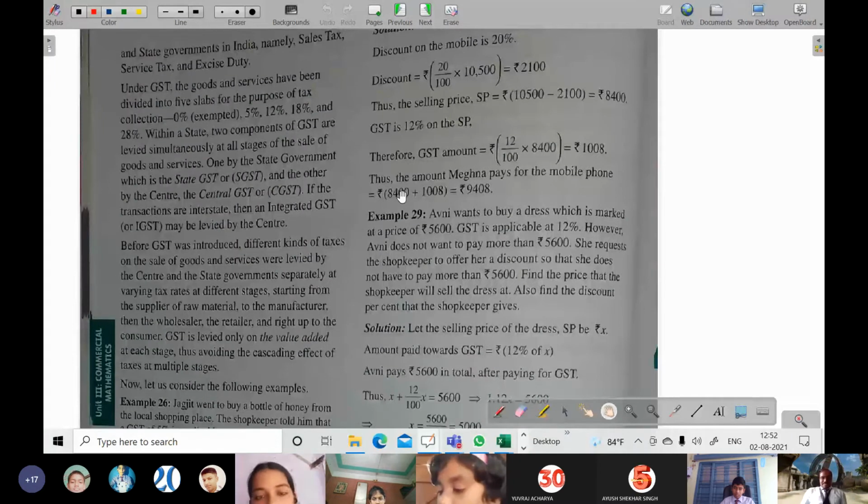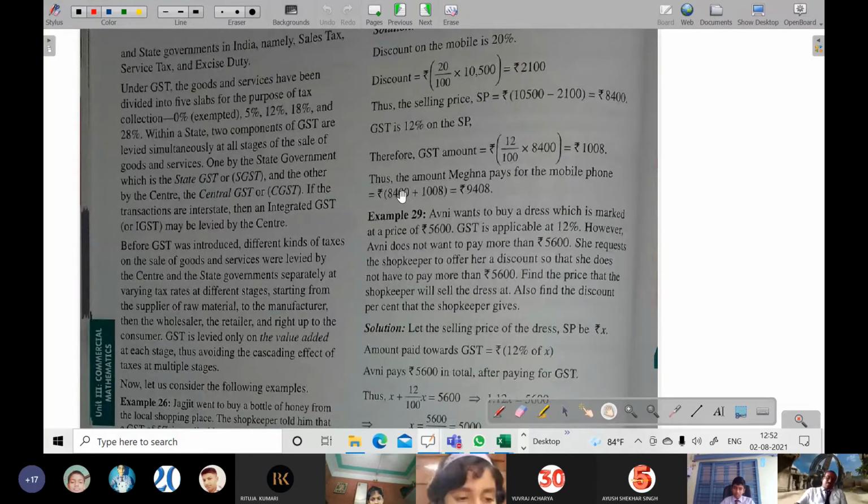Okay. Now it has been said, state governments in India take only sales tax, service tax and excise duty. There is sales tax, service tax and excise tax. What is excise duty?